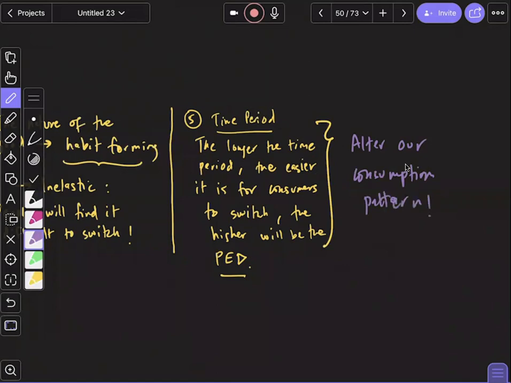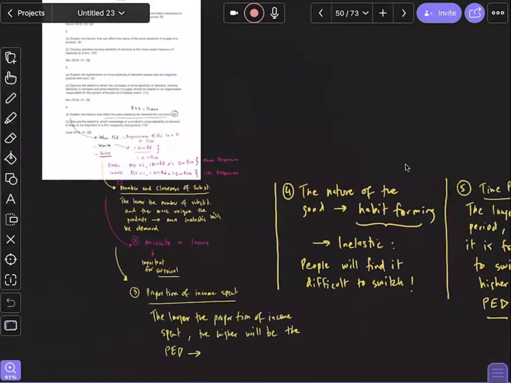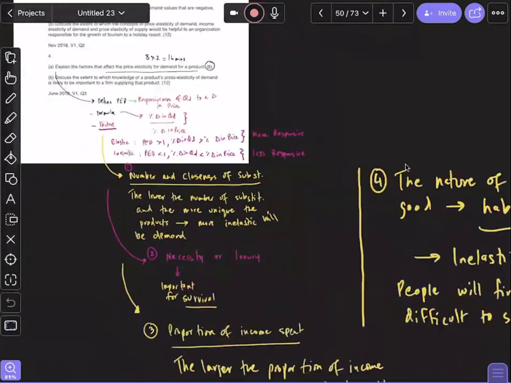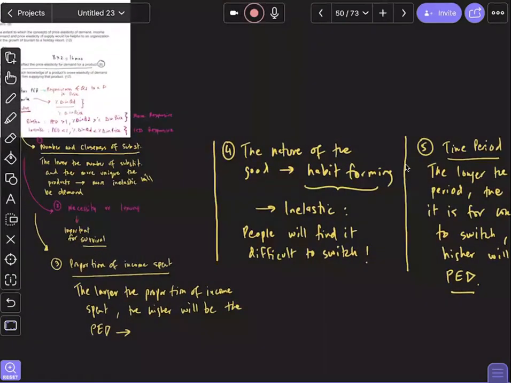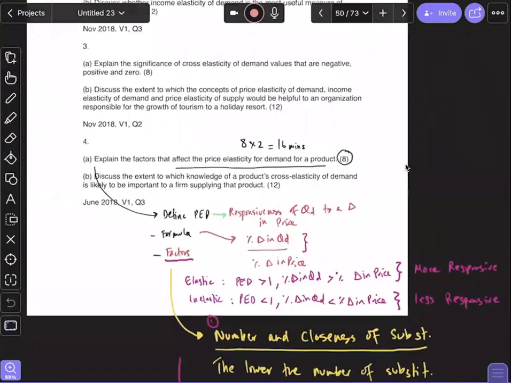Make sense? Okay, so guys, this is an answer for this question. Please, why we lose marks in this one is when we start to mix the demand factors with PED factors. PED and demand factors are different. Complements, substitutes and all those things are your demand factors and not your PED factors.